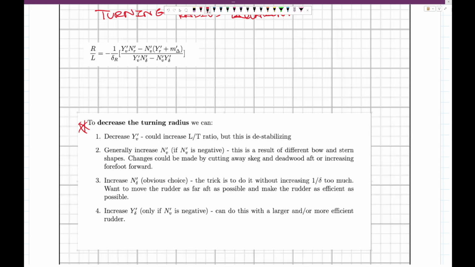So the first one is decreasing the Yv prime, which is, again, the sway force with respect to the sideways velocity, the transverse velocity. This can be achieved by decreasing the L to T ratio. And if you remember, L is the length of the canoe. Sometimes this value can be changed. It could be the length between perpendiculars, or the length of the waterline, because that's really what is in the water and actually causing your resistances in the water. And then T is your beam.